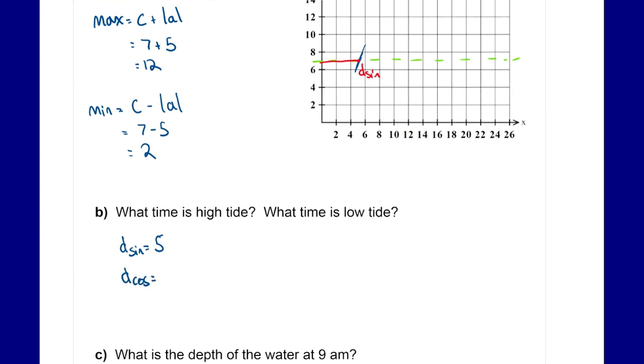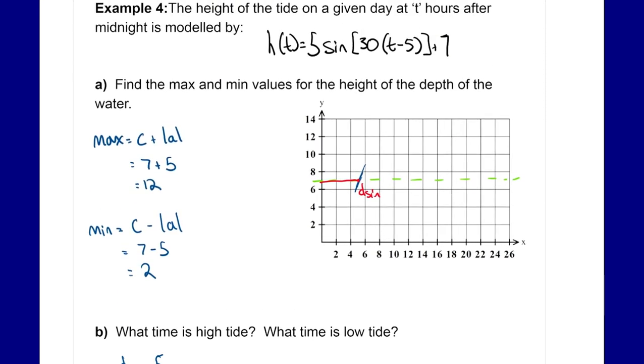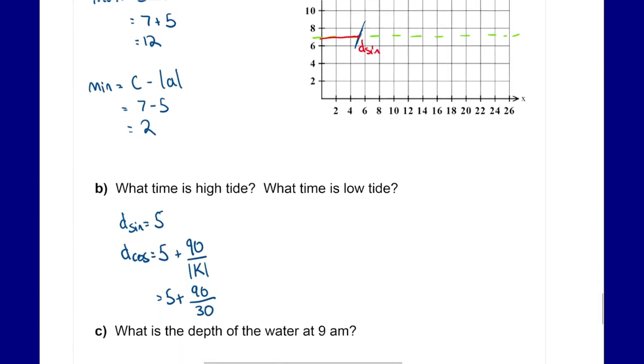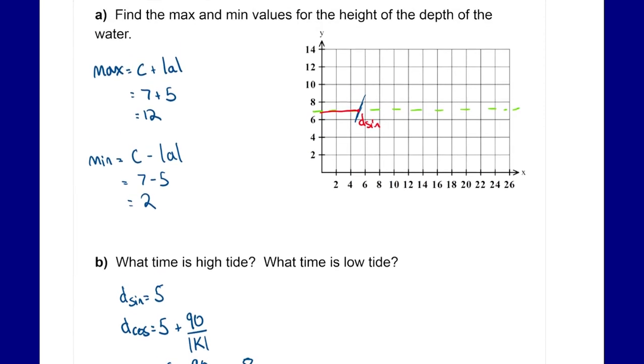So the first maximum is going to be 5 plus 90 divided by the absolute value of k, or 5 plus 90 divided by 30, which I'm just getting from my equation, right? The k value is 30, so 5 plus 3, or 8. So that means at 8, I have a maximum.